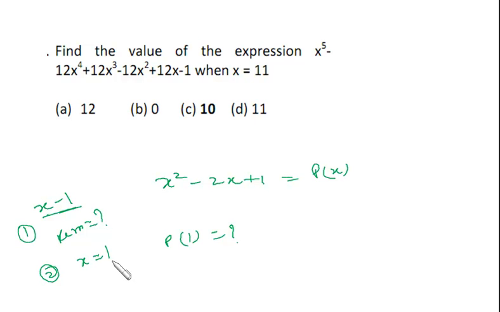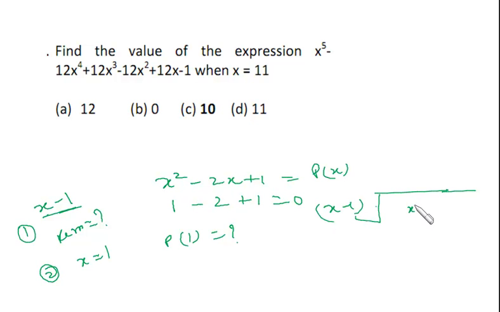In both cases, you put 1 in the expression and see what you get. Putting 1 here, 1 minus 2 plus 1 is equal to 0. That means when you divide this expression by x minus 1, the remainder is 0. And when you put x is equal to 1, the value of this expression is still 0. You can also go by the normal division method if you don't appreciate this idea.